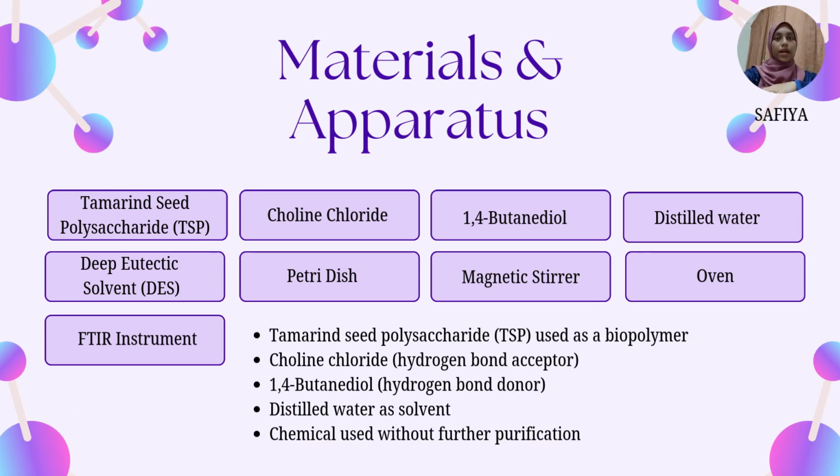Now, the materials and apparatus that were used during this study are tamarind seed polysaccharide TSP, choline chloride, 1,4-butanediol, distilled water, deep eutectic solvent DES, petri dish, magnetic stirrer, oven, and FTIR instrument. For this study, tamarind seed polysaccharide or TSP was used as the main biopolymer to form the film. TSP was purchased from Tokyo Chemical Industry, Japan. To prepare the DES, we use choline chloride as the hydrogen bond acceptor and 1,4-butanediol as the hydrogen bond donor. All chemicals were used as received without further purification.